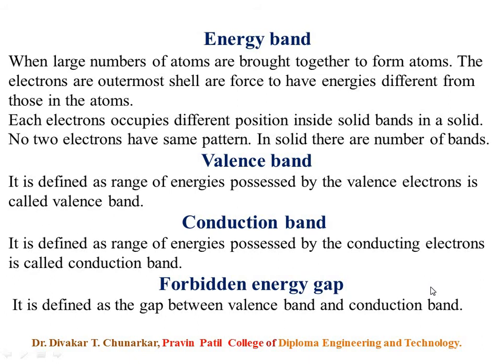Then, energy band. What is meant by energy band? Energy band of a solid. When a large number of atoms are brought together to form a solid, the electrons in the outermost shell are forced to have energies different from those in isolated atoms. Each electron occupies a different position inside the solid band. In a solid, no two electrons have the same pattern.